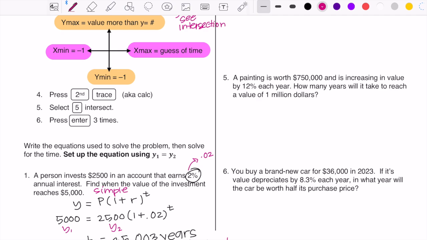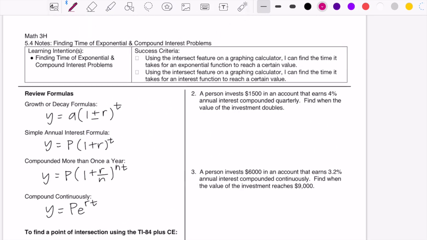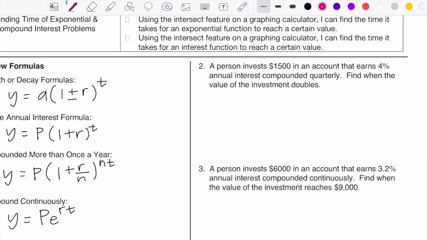Okay, so now we're going to move on to the other ones, and it's just a bunch of plugging things into the calculator, adjusting your window according to the criteria that we gave, and seeing where they intersect. So let's go up here. A person invests $1,500 into an account that earns 4% annual interest compounded quarterly. So once I see that compounded quarterly, I automatically know that it's going to be the compound interest formula. So my formula is going to be P times 1 plus r over n to the nt.